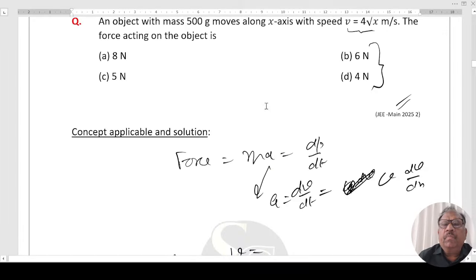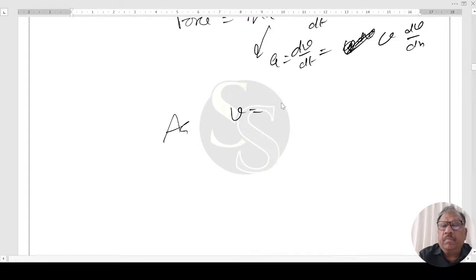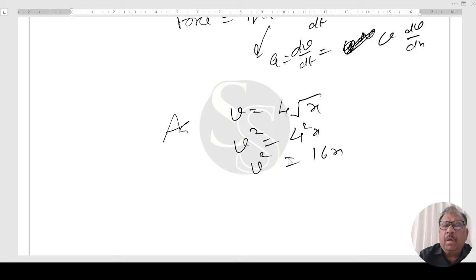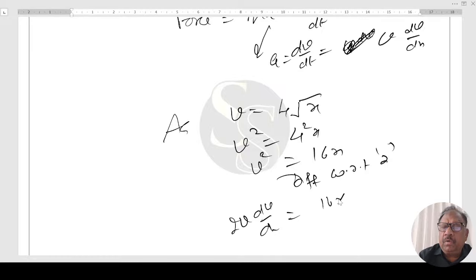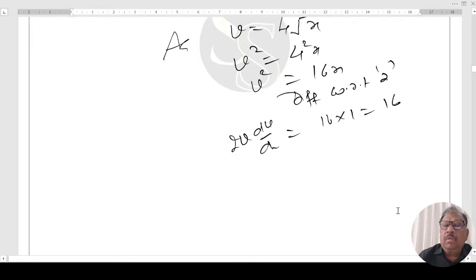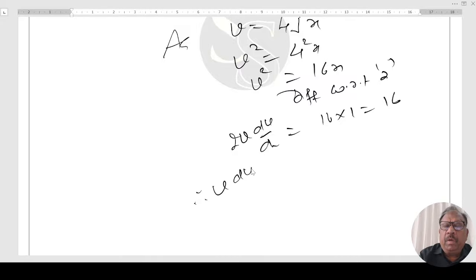Therefore, as v equal to 4 root x, v square equal to 4 square into x, that is 16x. Differentiating with respect to x, 2v dv by dx equal to 16 into 1, that is 16. Therefore, v dv by dx equal to 16 by 2, that is 8 meter per second square.